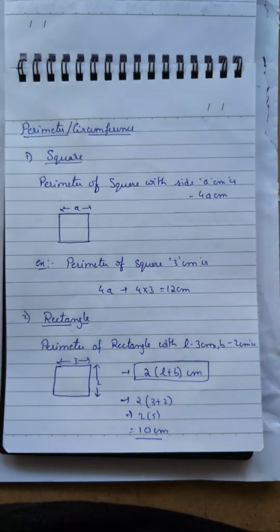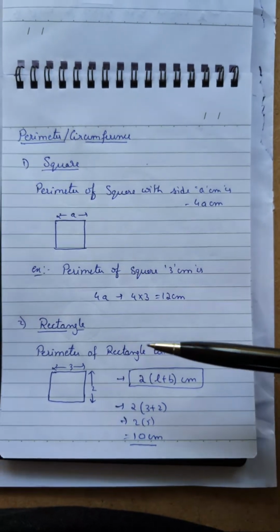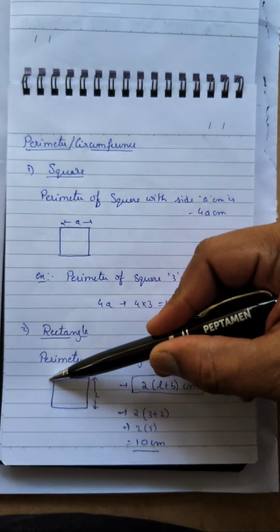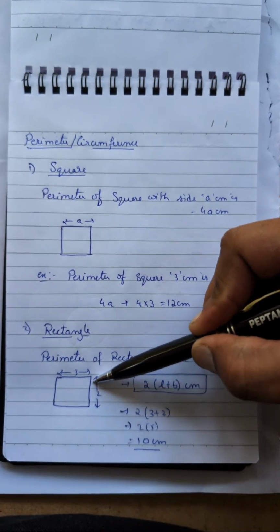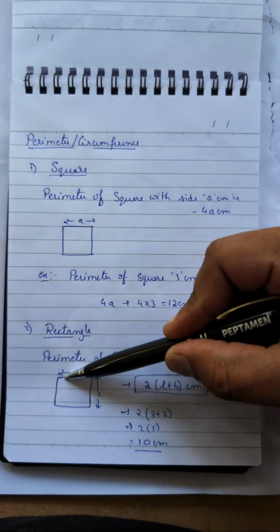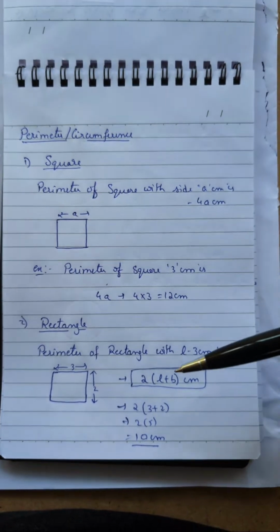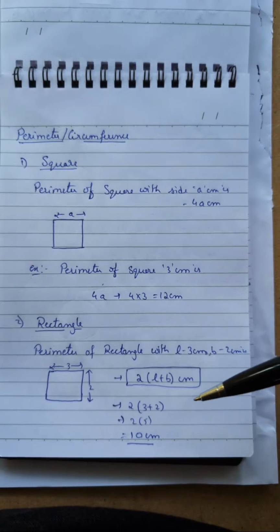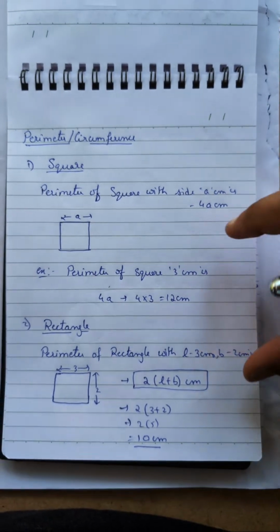Let's see for rectangle, how we can find the perimeter of rectangle with L length and breadth b. So the same concept, the perimeter for rectangle, if we start from this point, this will be 1 b, this is another L, again b and another L. So total will be b plus L plus b plus L, that is 2L plus 2b. If we take 2 as common, it will become 2 into L plus b. For this question, for 3 and 2 it will be 2 into 3 plus 2, that is 2 into 5, that is 10 centimeters. So in this way perimeter of rectangle can be found.